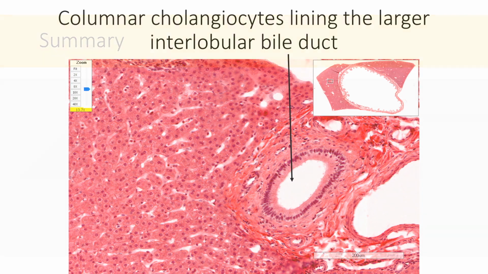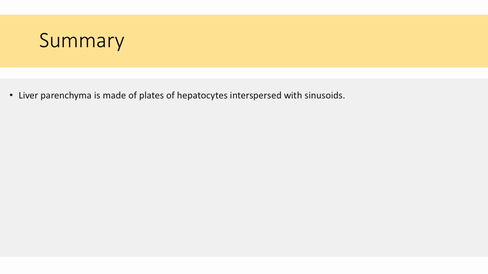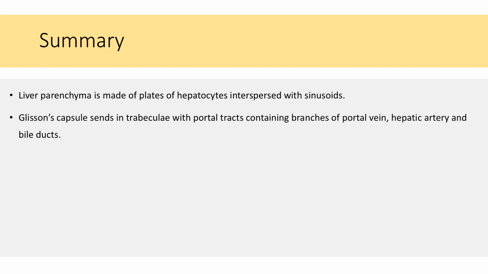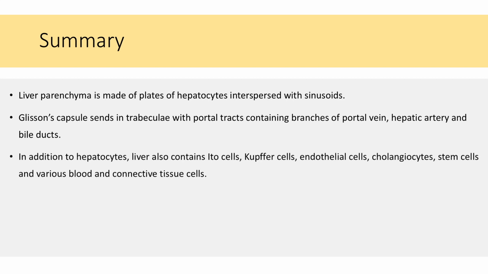So quickly recollecting what we have seen so far, liver parenchyma is made of plates of hepatocytes interspersed with sinusoids. Glisson's capsule sends in trabeculae with portal tracts containing branches of portal vein, hepatic artery, and bile ducts. In addition to hepatocytes, liver also contains Ito cells, Kupffer cells, endothelial cells, cholangiocytes, stem cells, and various blood and connective tissue cells.